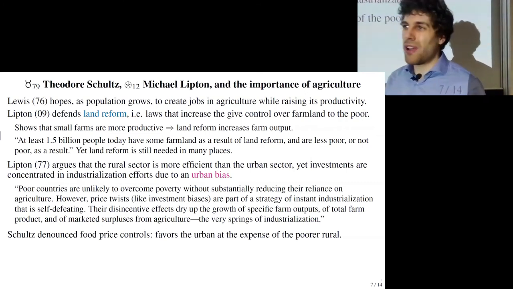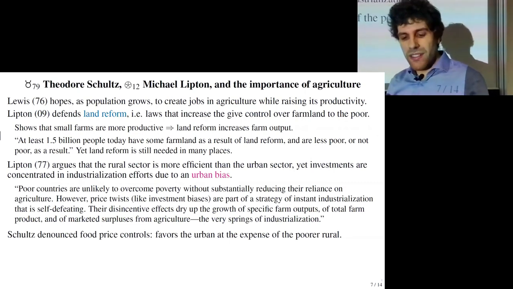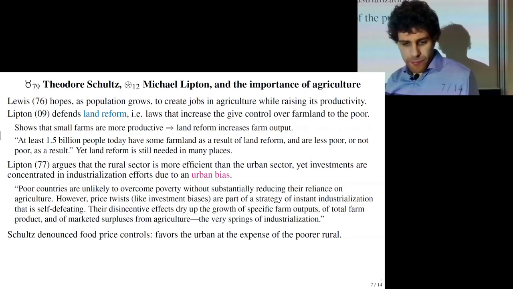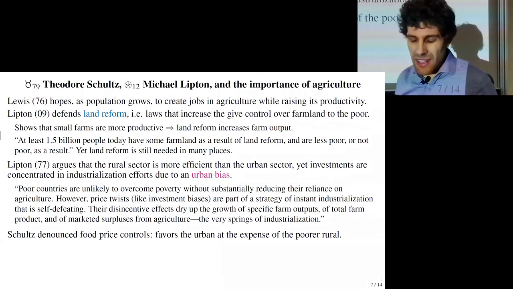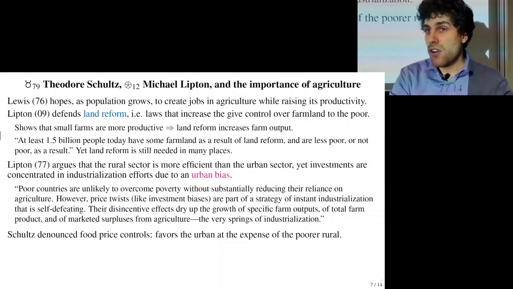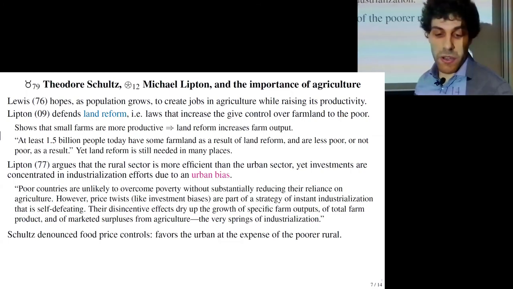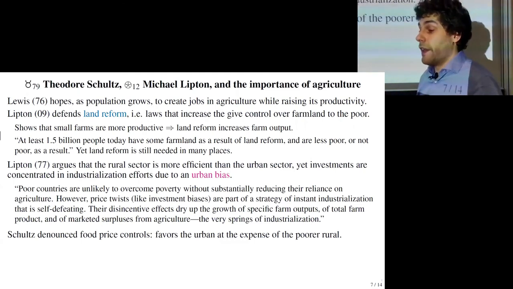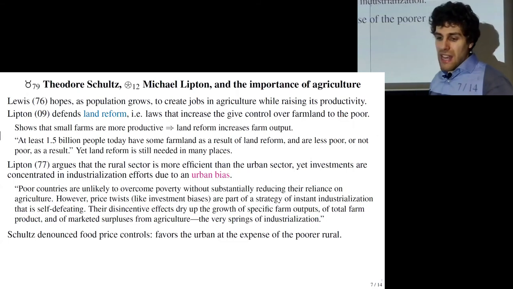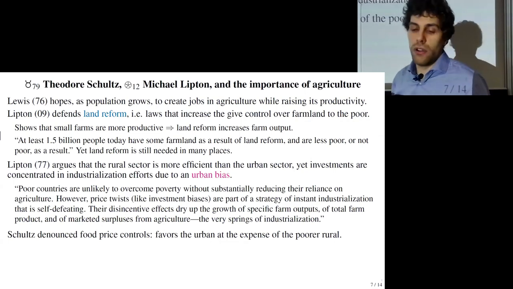The second Nobel Prize of this era, Theodore Schultz on development economics, also denounced this urban bias in the form of food price controls. So in various countries, food prices are kept low, which is detrimental to farmers and beneficial to the urban population. And he thinks that it distorts the prices and prevents agriculture from developing its potential contribution.